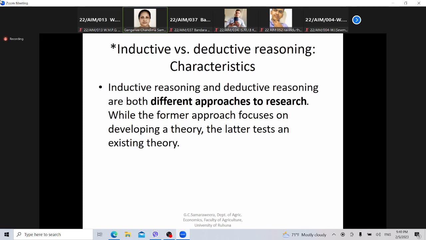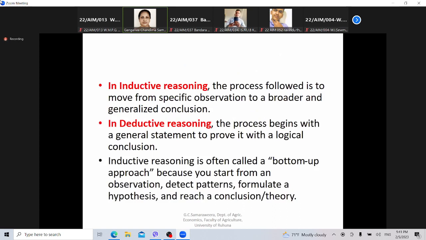But induction, we are developing a theory. So after developing a theory in inductive reasoning, the economists are testing theories in deductive reasoning. Just got a slight idea, we are explaining later. In inductive reasoning, the process followed moves from specific observations to a broader, generalized conclusion, because inductive reasoning is based on theory. But in deductive reasoning, the process begins with a general statement to prove with a logical conclusion, because in deductive, the theory is there already.